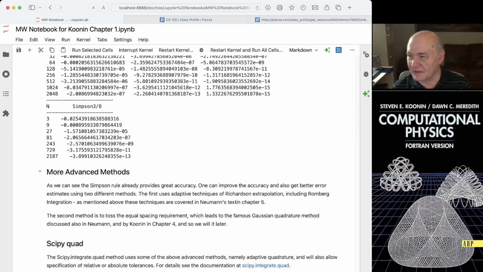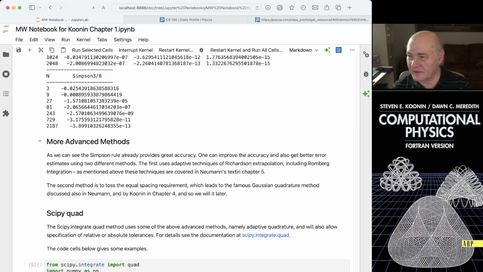There are things like Romberg integration and adaptive techniques similar to Richardson extrapolation. It's kind of interesting how this all works, but you can get not only the value of the integral faster, but you get the error as well. So, if you're interested, you can look into it. But for the most part, Simpson or Bode is certainly good enough.